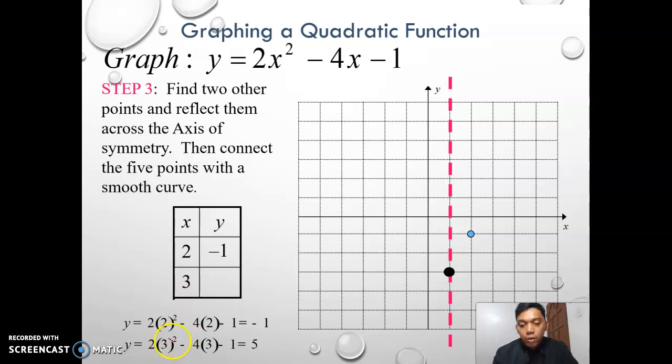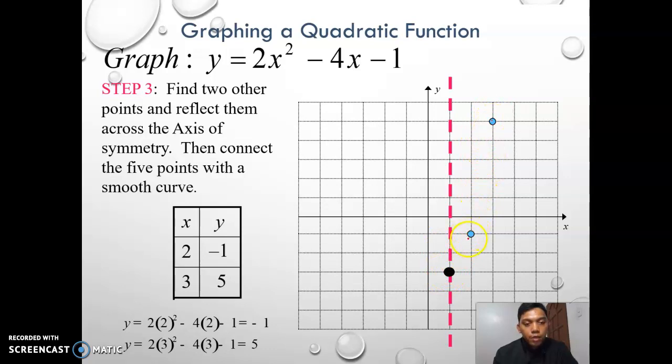And then for number 3, x is equal to 3. 3 squared is 9, times 2 is 18, minus 4 times 3, which is 12. So 18 minus 12 is 6, and 6 minus 1 is 5. So for x equal to 3, your y is 5. Where's that? 3, positive 5: 1, 2, 3, 4, 5. So it's here, right? Now you connect these dots using a smooth curve.